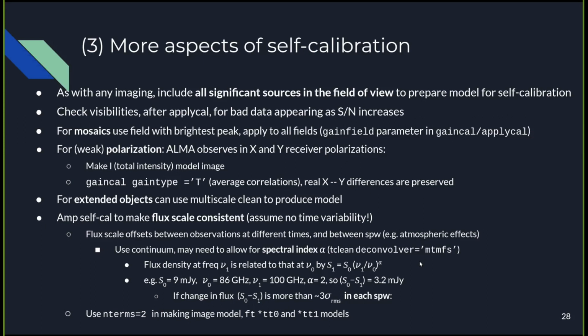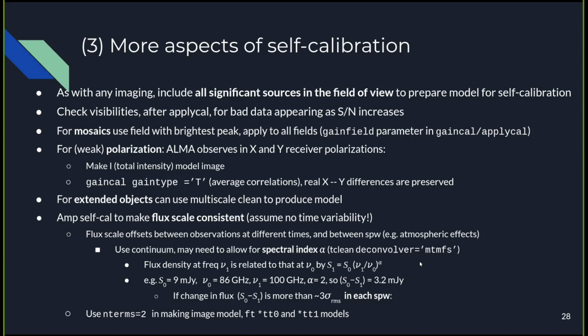For extended objects, you can use multi-scale clean, and the model that it produces works perfectly well in self-calibration. I've already mentioned amplitude self-calibration. And if you want, this gives you a quite simple way to analytically check that you do have enough signal to noise to be worth solving for the spectral slope as well as the total intensity. And of course, if you have a very bright source, then you might want to go to more than 2 terms.